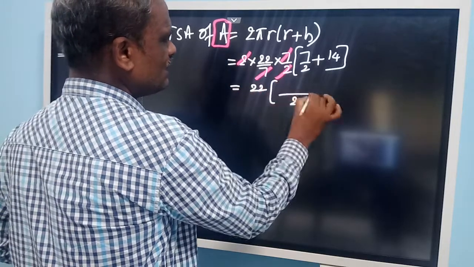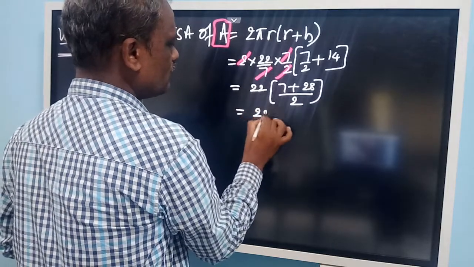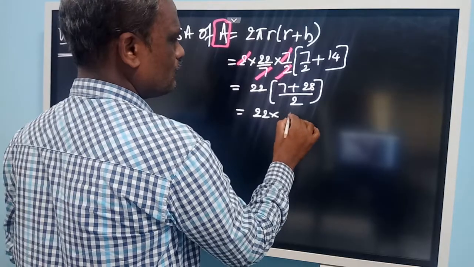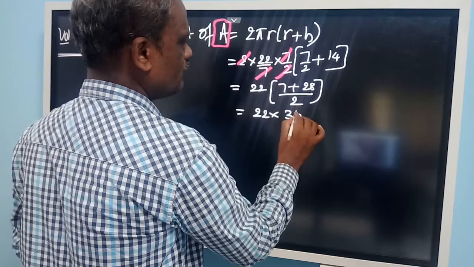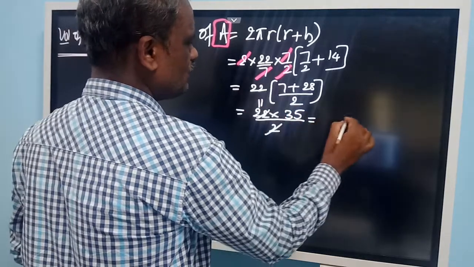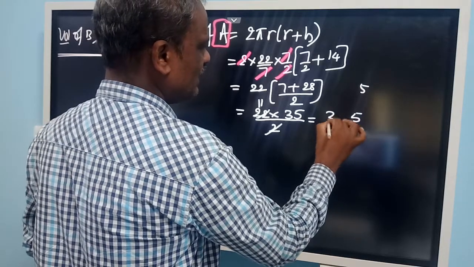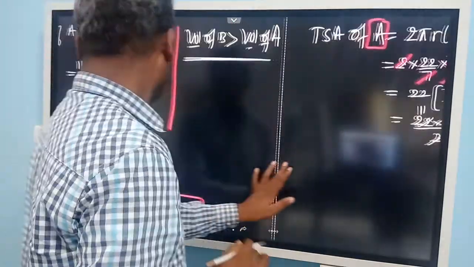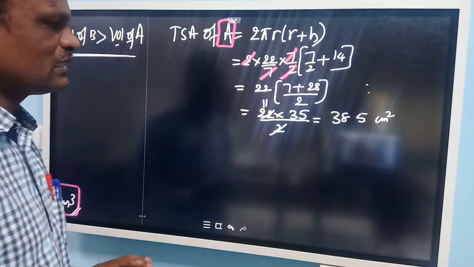Inside the bracket 2 is the LCM: 7 plus 28. So now 22 into 28 plus 7, that is 35 divided by 2. Cancel this 2; 2 ones are 2, 11 fives are 55, 11 threes are 33 plus 5, 38. So it is centimeter square, square units. So that is the total surface area of this first cylinder.